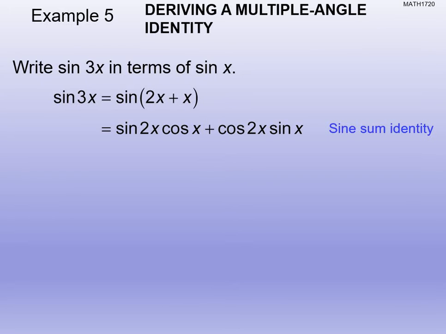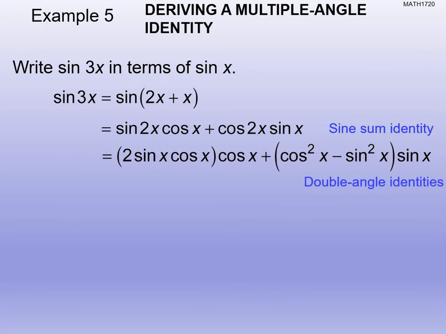We have sine of 2x and cosine of 2x in this problem. We can rewrite using double angle identities. We rewrite sine of 2x as 2 sine x cosine x, and cosine of 2x as cosine squared x minus sine squared x, and that'll all be times sine of x. Now distribute through. When we distribute the cosine of x through, we end up with 2 sine x cosine squared x plus cosine squared x sine x minus sine cubed x.